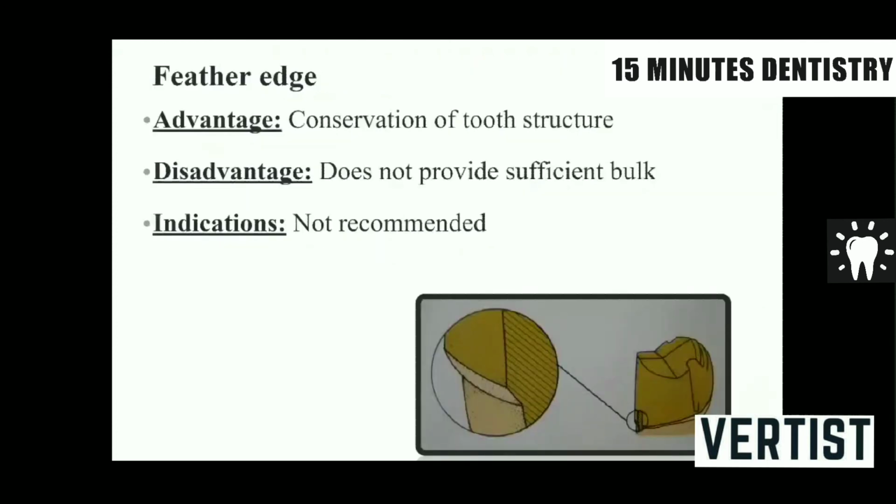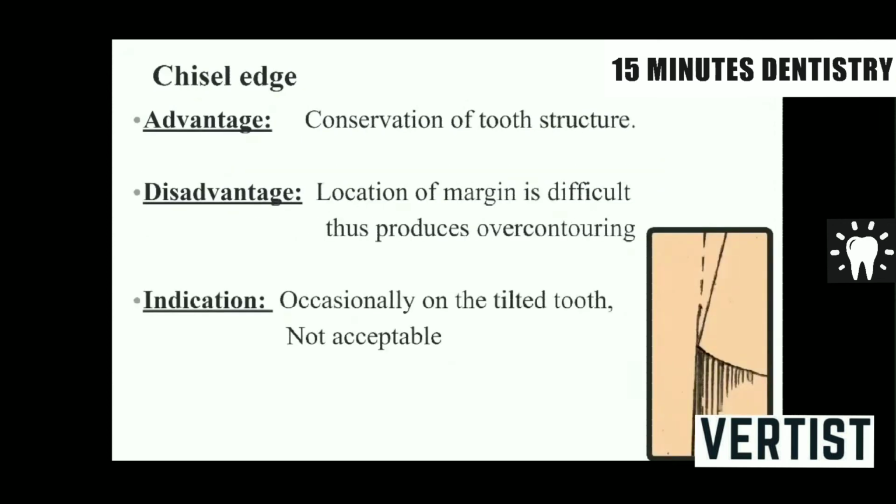There are other margins also, like the feather edge margin, which is though not recommended now. It conserves a lot of tooth structure, but it does not provide sufficient bulk. Also the chisel edge, which is conservative of the tooth structure, but the location of the margin is difficult to locate, thus producing over contouring.